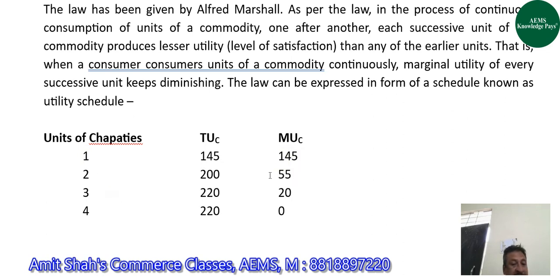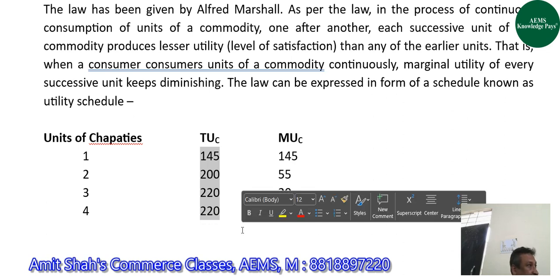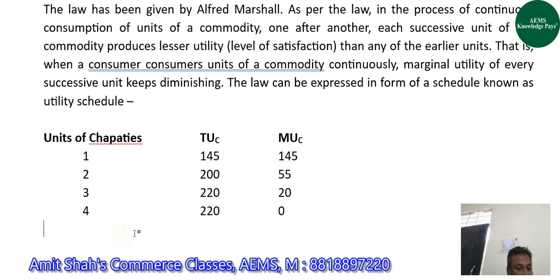That is satisfaction from each unit of chapati. So from the first chapati here, he has got satisfaction of how much? 45 utiles. From the second, 55, right? So this is of first, second, third, and fourth. But this is of one chapati, this is of two chapatis, three chapatis, and four chapatis.